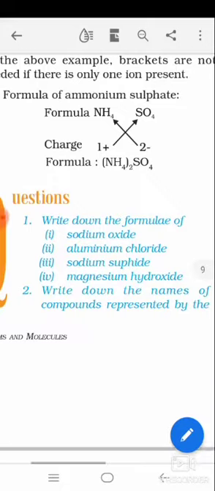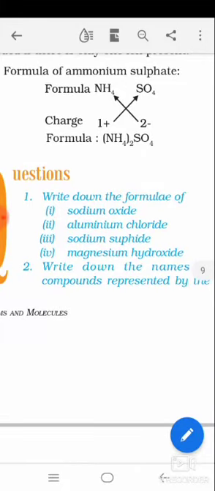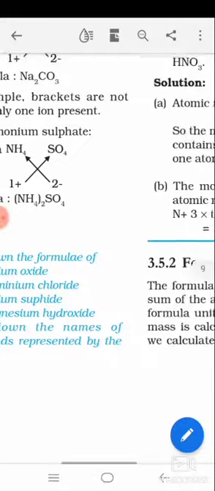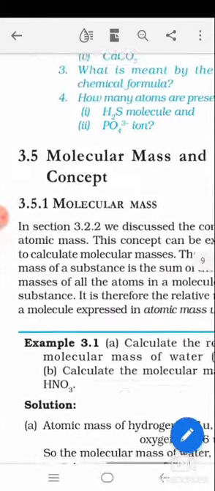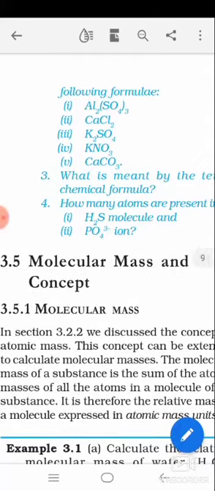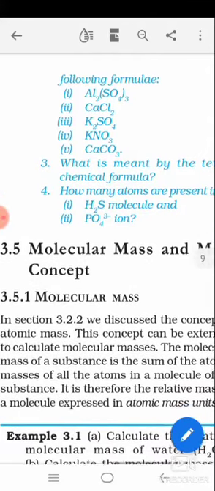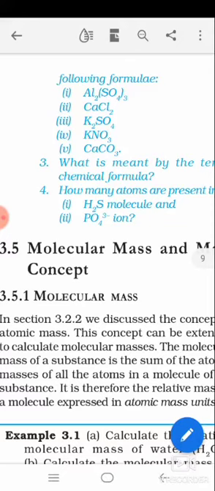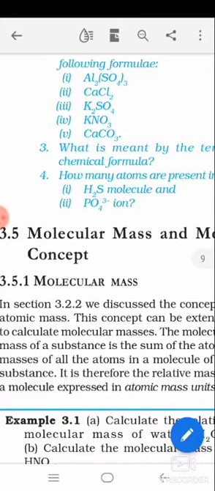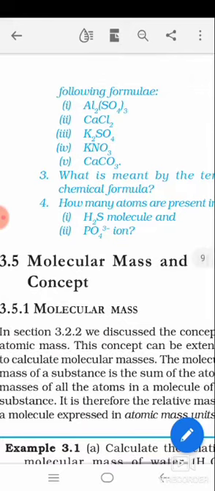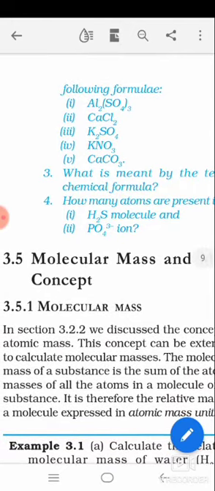In your previous topic, you have some questions. Write down the formula of sodium oxide, aluminium chloride, sodium sulfide, magnesium hydroxide. Please write it in your notebook and submit it to me. Then write down the names of the compounds represented by the following formulas: Al2(SO4)3, CaCl2, K2SO4, KNO3, CaCO3. The table which you already studied will help you find the names of these compounds.